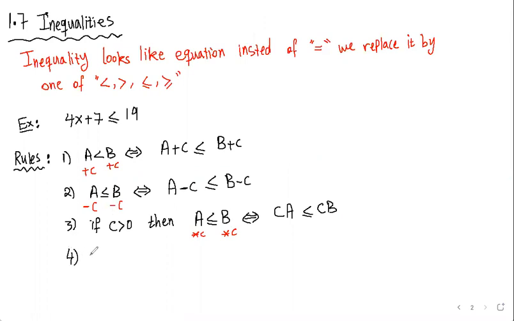Fourth one: if C is a negative number, and I have the inequality A less than or equal to B, and I want to multiply it by this negative number, I have to change the sign. So now I get an equivalent inequality like this: CA greater than or equal to CB. We have to change the sign from less than or equal to greater than or equal. Why? Because the number is negative. So again, we multiply both sides by this negative number.